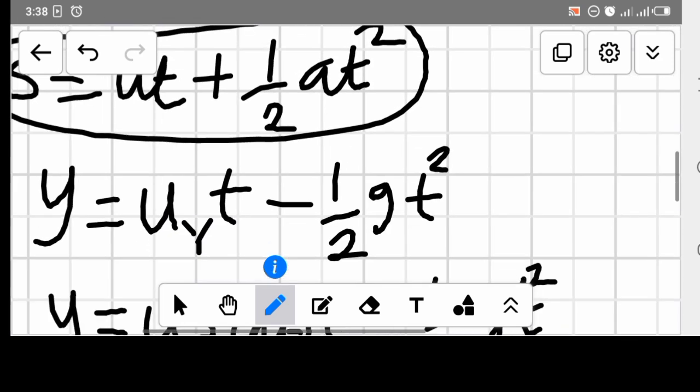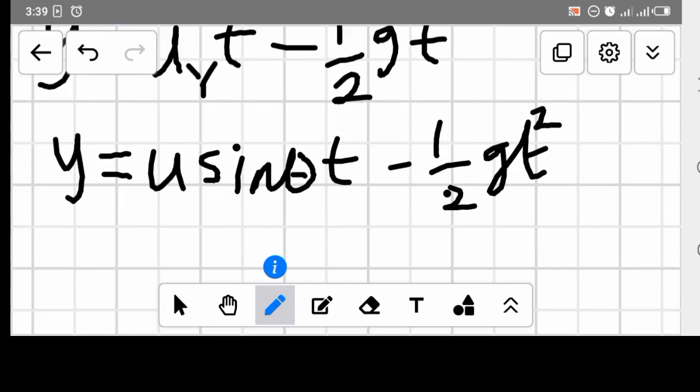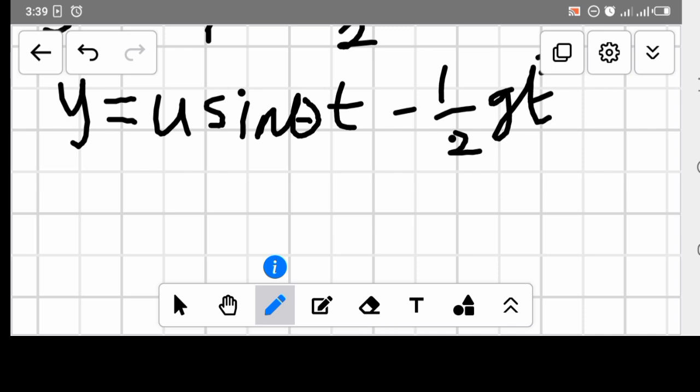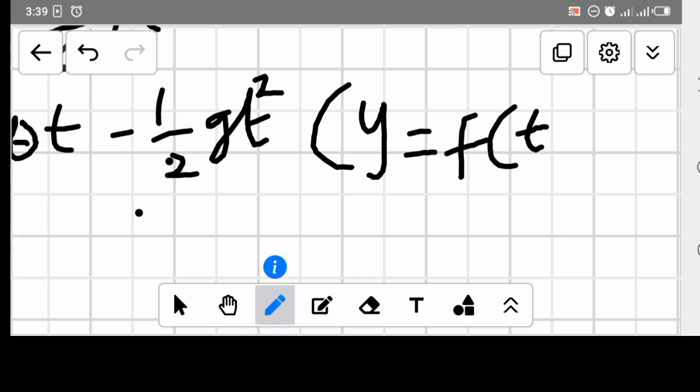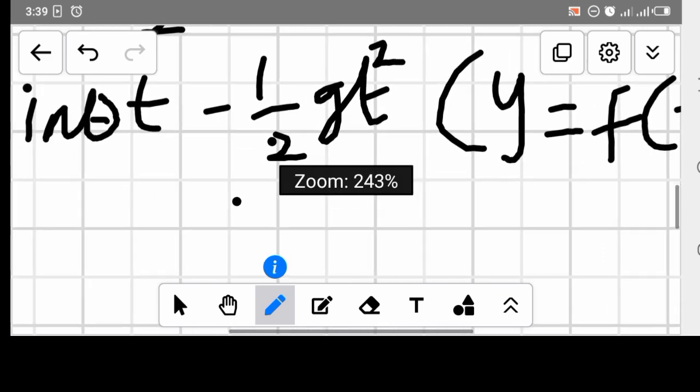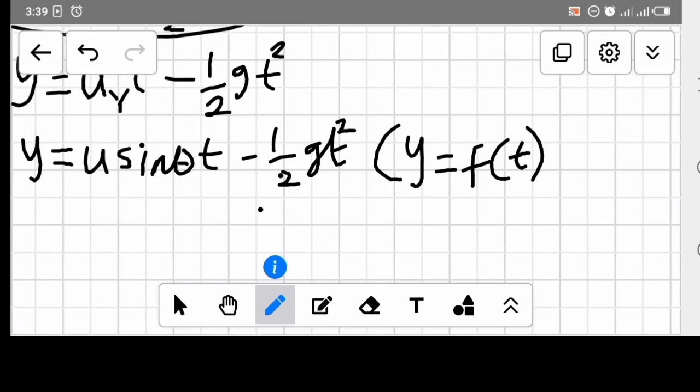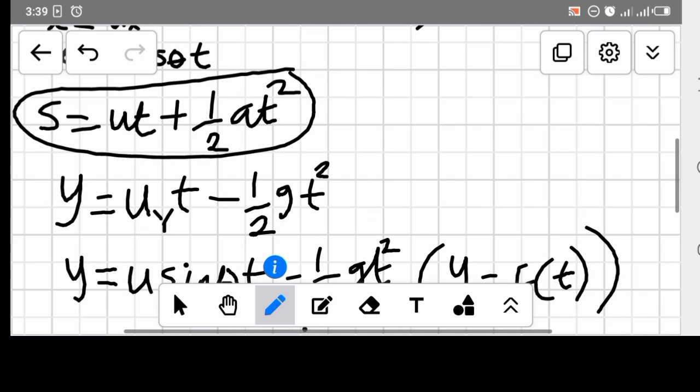Now, the purpose of doing this is we are going to convert this y to a function of x, because presently this equation shows that y is a function of t. So we don't want y as a function of t again. We want y as a function of x so that we can get what is called the trajectory of the projectile, which is the path.